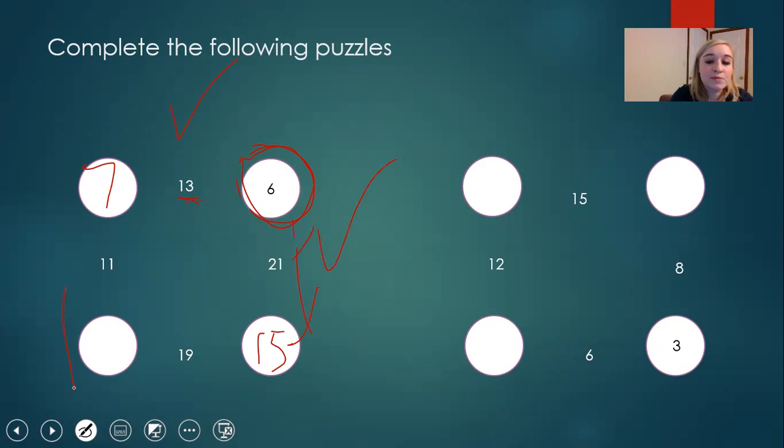So now we're only left with one more side. 19 minus 15 is 4. So 15 plus 4 is 19. And there's another correct puzzle that we've solved. And so here's another one.